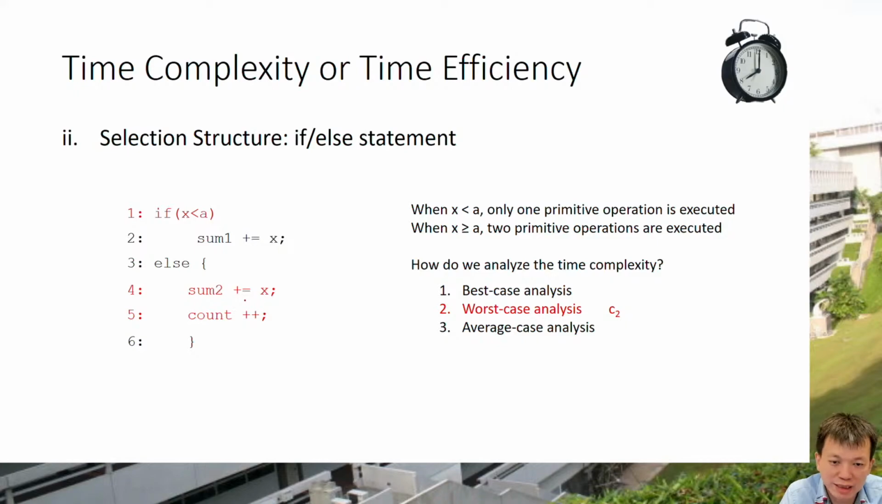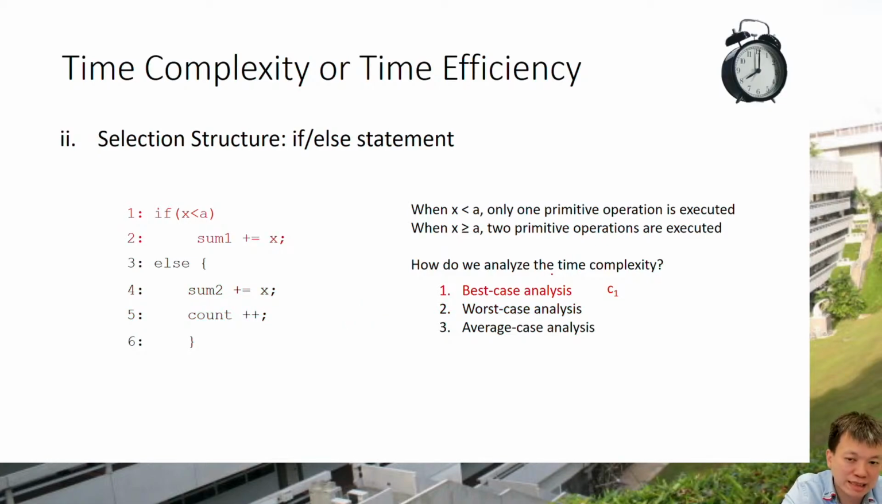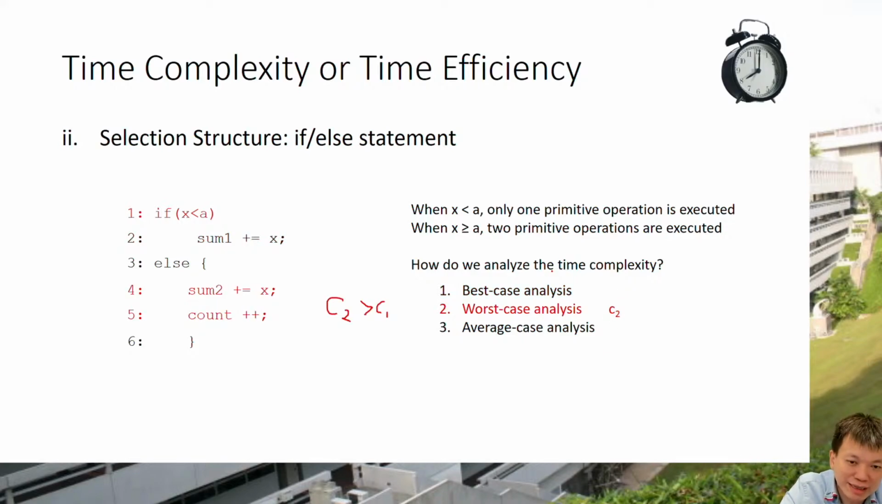Then the worst case, I need to run 2. So let's say this is C2, and assume that C2 is greater than C1. So C1, C2, that is the so-called best. We need to identify which scenario gives me the best case. This gives me the best case when x is less than a. When x is greater or equal to a, I consider this the worst case.